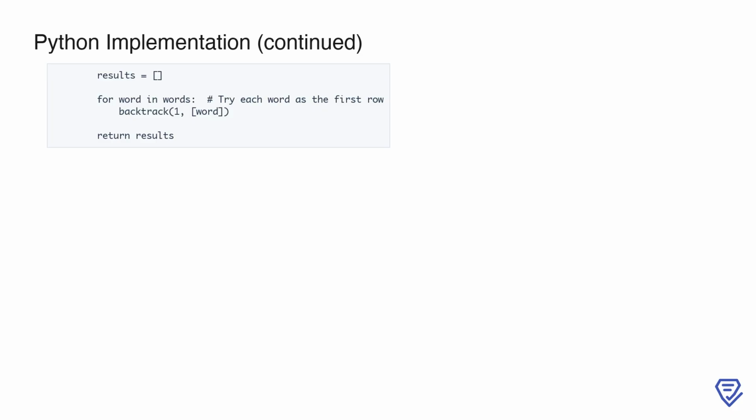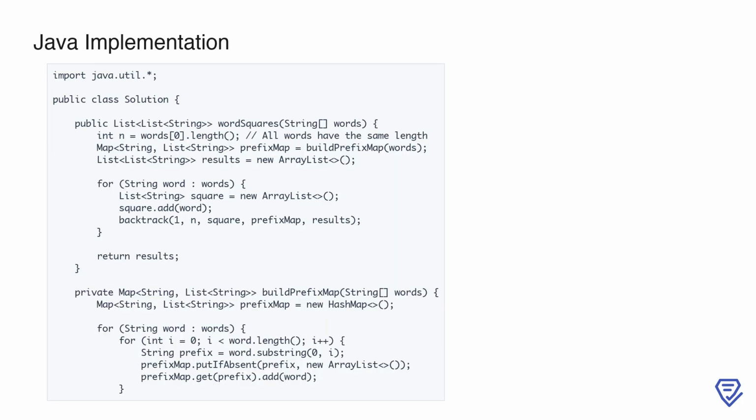This iterative and recursive approach ensures that we systematically explore all combinations while leveraging the prefix map to efficiently narrow down the choices at each step. Here, we begin by defining our solution class and the wordSquares method, which takes an array of words as input. Since all words in the problem are guaranteed to have the same length, we can determine the square size using the length of the first word.